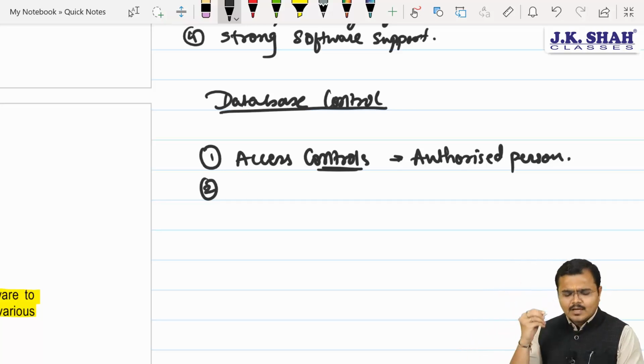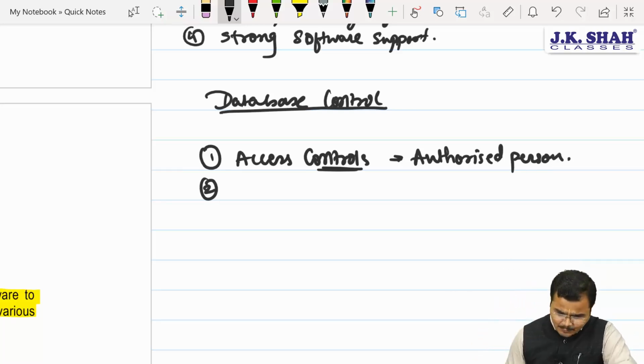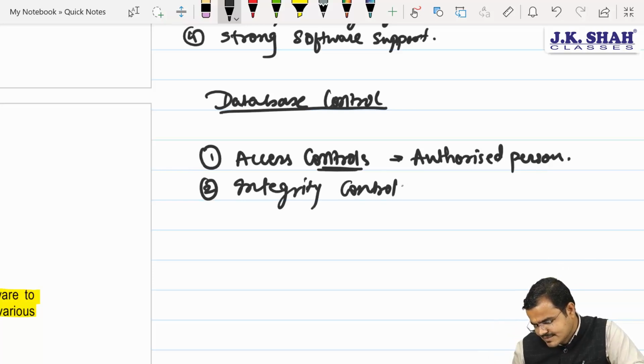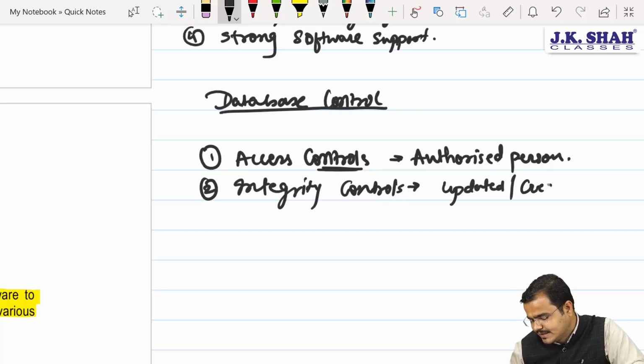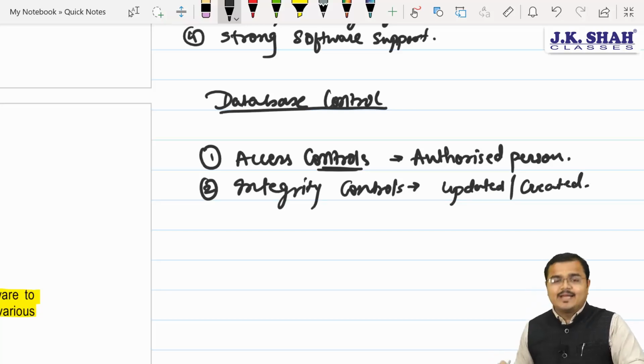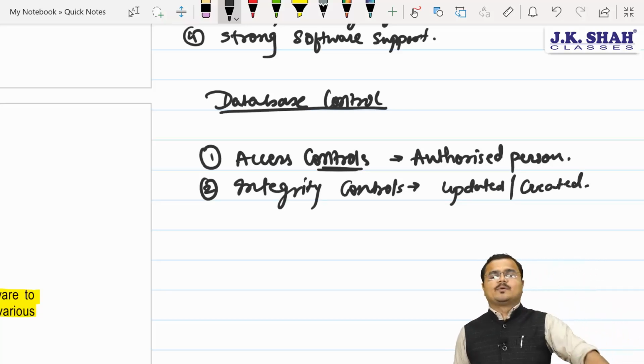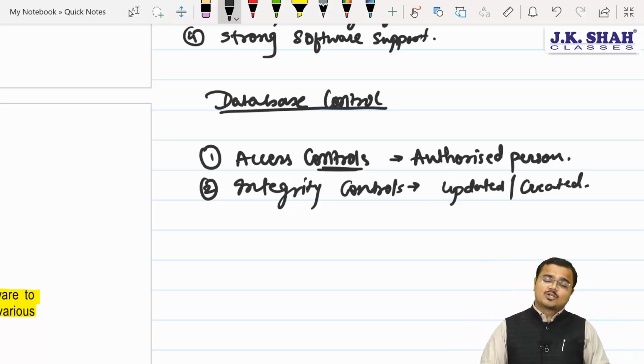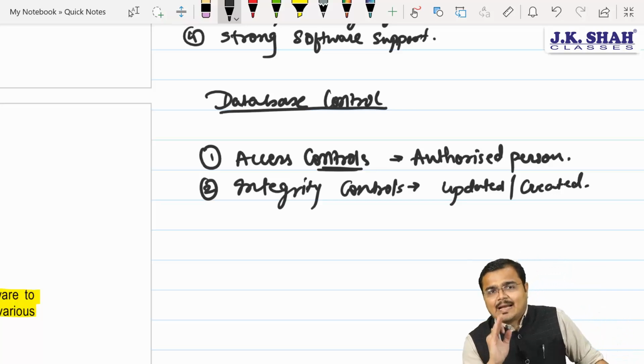Sir, data integrity. It's a very important one. So, Chartered, the second one is integrity controls. Now, what do you mean by integrity controls? Sir, whenever the database is created or updated, we need to make sure that only correct input is received. Even if it is modified or updated, we should ensure that the new data we are capturing from the user must match with the existing data sets.